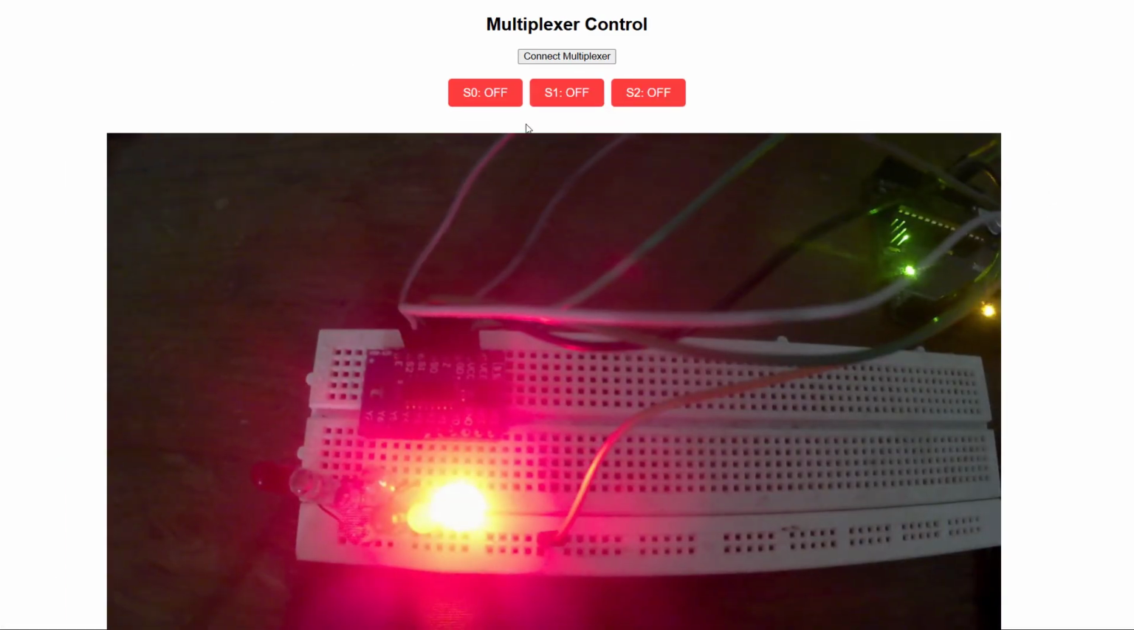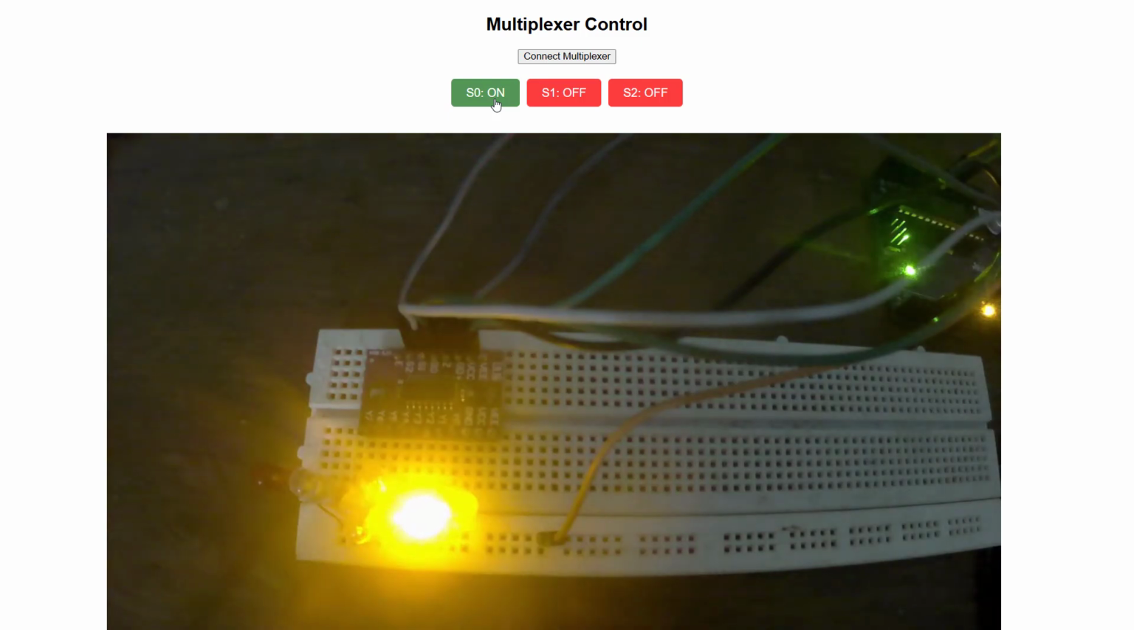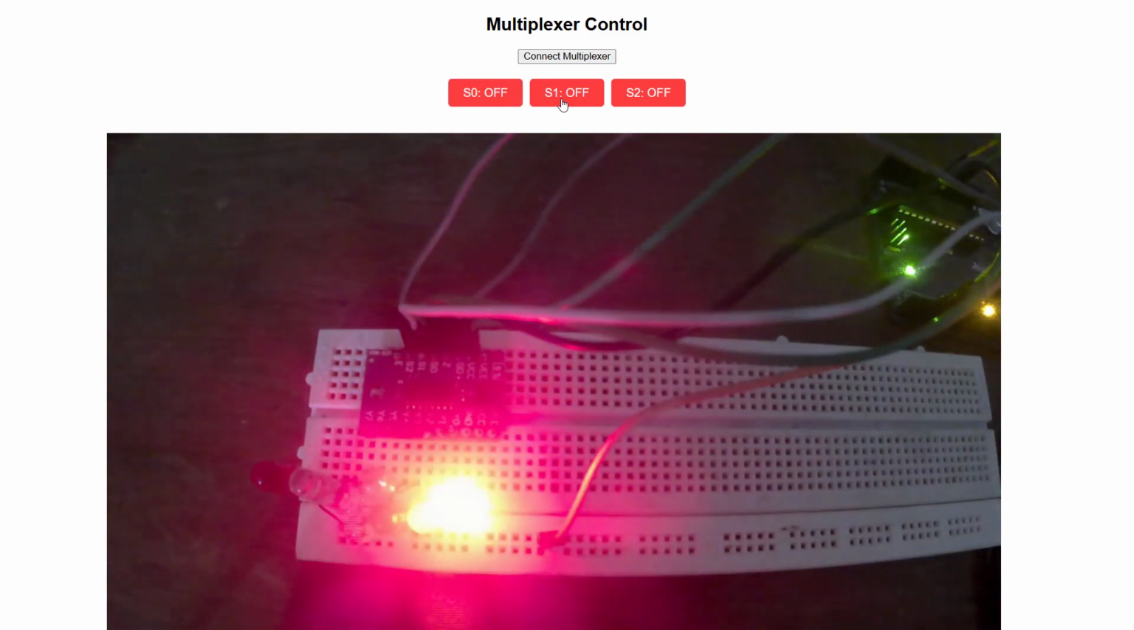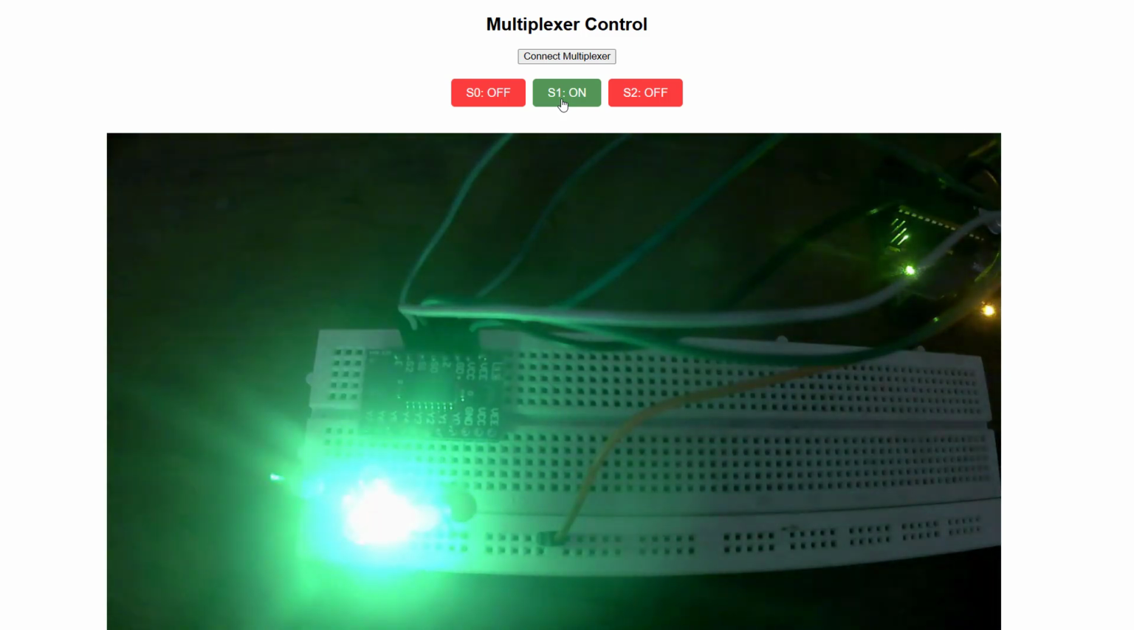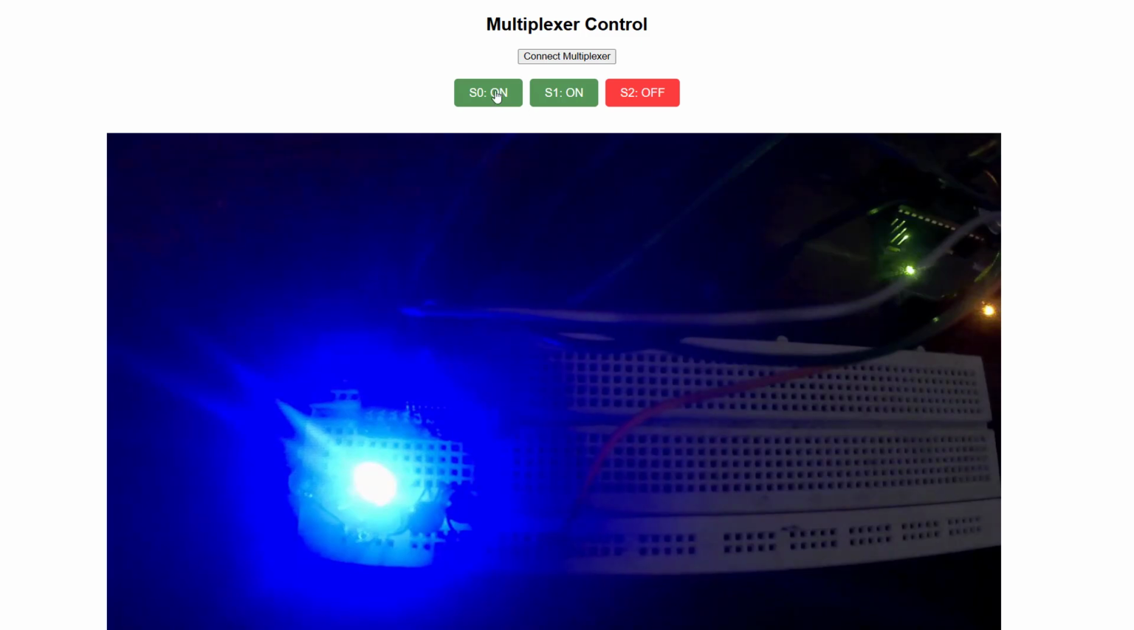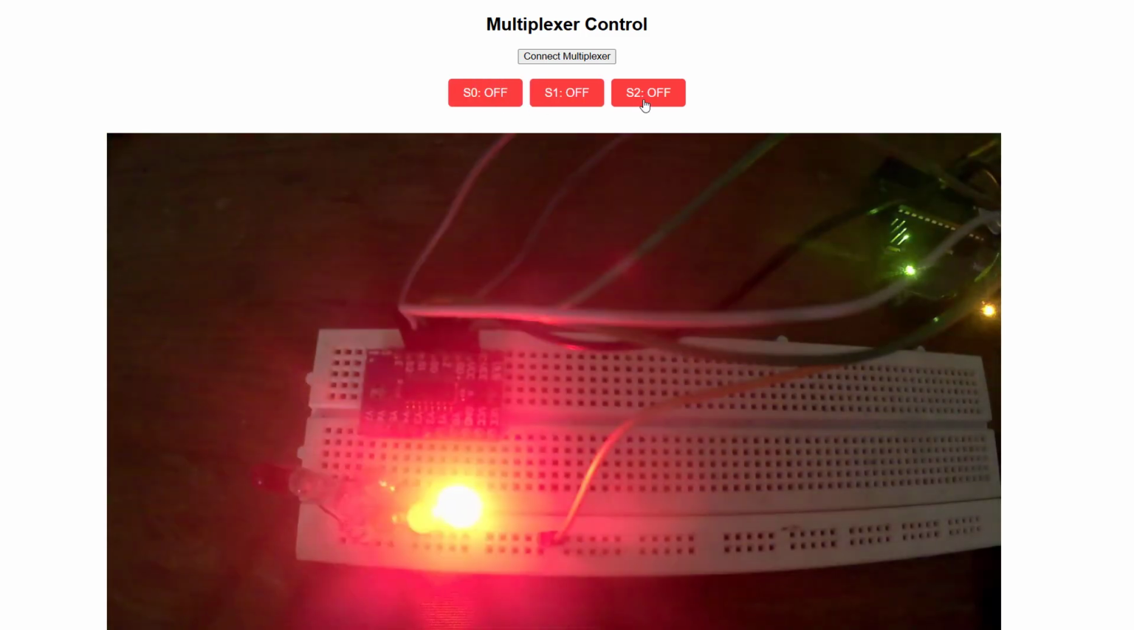So right now, all the selection lines are off, which means it's turning on the first LED. Now if I change the selection line, let's say I make S0 on, then a different LED turns on. And I can turn on all 8 LEDs by changing the values of these selection lines.